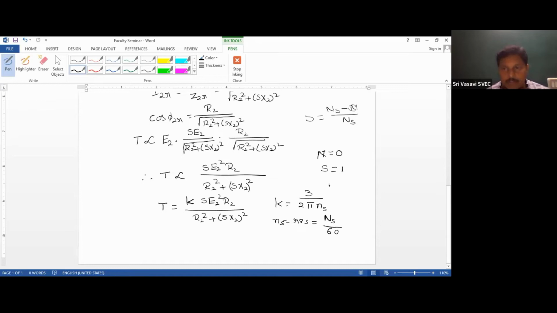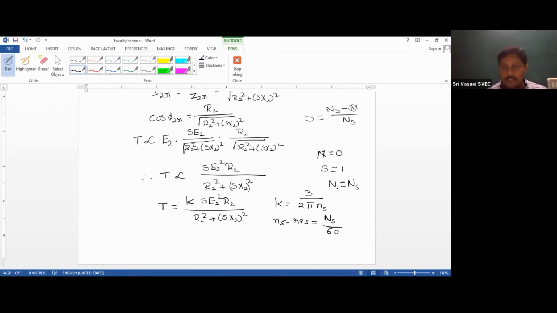When n equals ns, that is, synchronous speed equal to rotor speed, this is not possible for a three-phase induction motor. Why? Because, for example, when the three-phase supply is given to the stator three-phase winding, the rotor tries to rotate at the synchronous speed but does not rotate with synchronous speed.